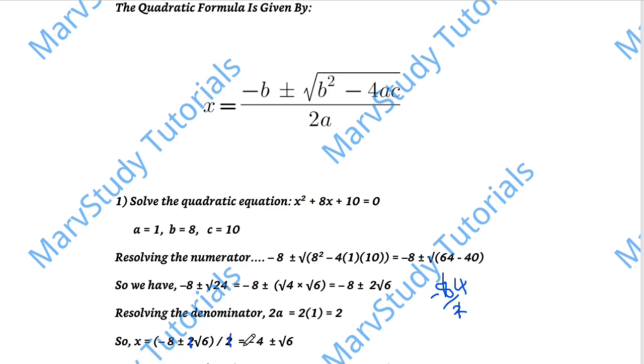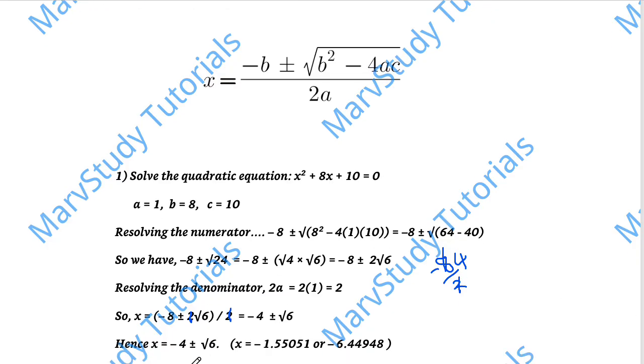If negative 8 divides 2, we have negative 4, and if positive 2 root 6 divides 2, we have root 6. So we have negative 4 plus or minus root 6. That implies that x is equal to negative 4 plus root 6, or x equal to negative 4 minus root 6. Those are two possible values. Hence we could say x is equal to negative 4 plus or minus the square root of 6, and then we could say x is equal to negative 1.55051 or negative 6.44948. So we'll take the second question.